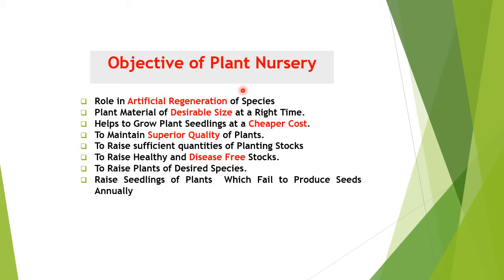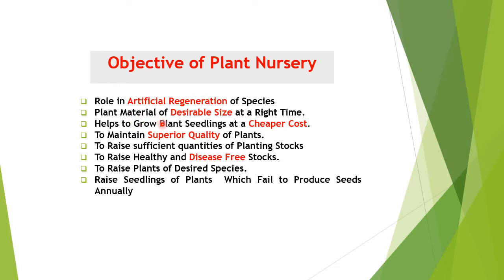What are the objectives of plant nursery? The main objective is it has a role in artificial regeneration of species, because some species are there which cannot be raised by means of seeds directly, and that is their normal regeneration. Such species under nursery can be raised, that's called as the artificial regeneration, under controlled conditions.